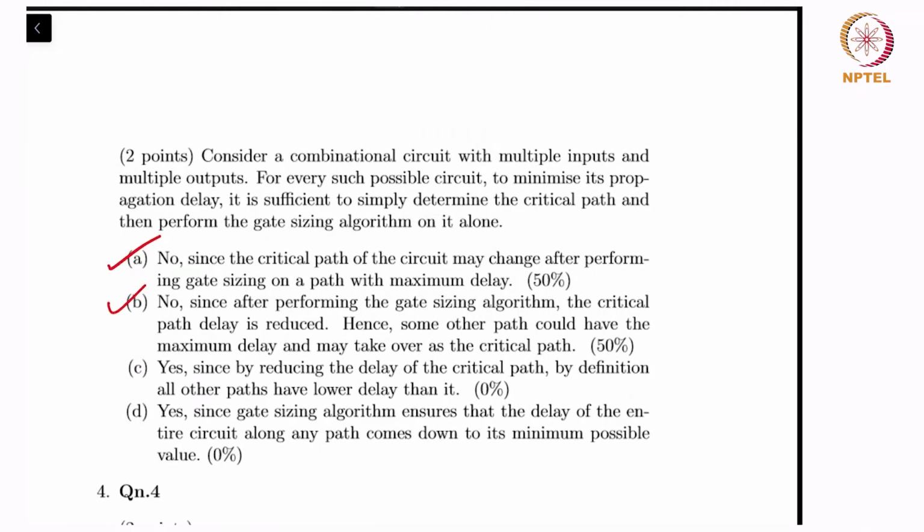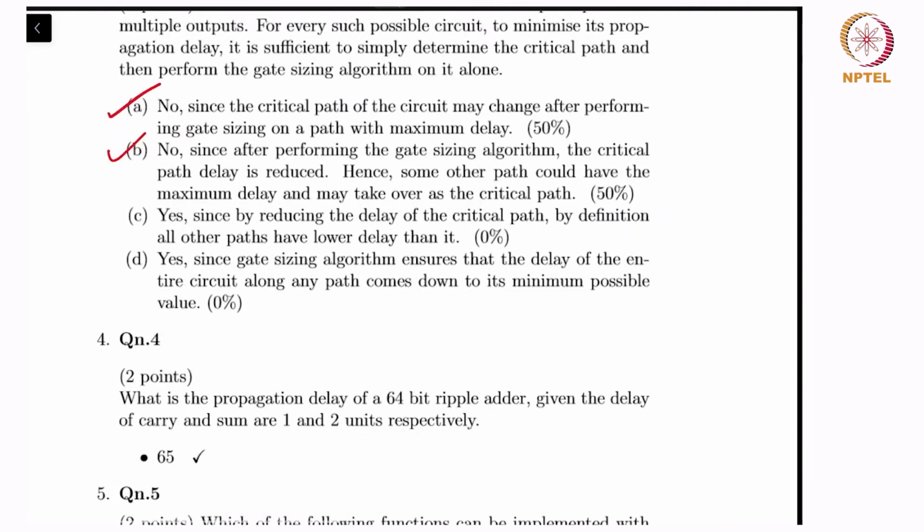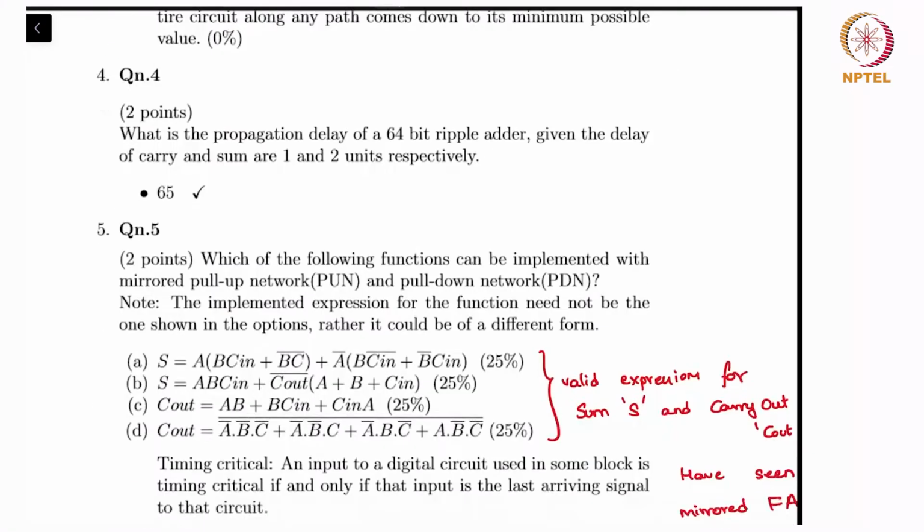And of course, this is not true. By definition, all other paths have lower delay for that sizing of the gates in that path. Once you change the circuit, that is, once you change the sizing, you'll have to find the new critical path. And then finally, the option says that the gate sizing algorithm ensures that the delay of the entire circuit along with any path comes down to the minimum possible value. As I have already explained, this doesn't work because the gate sizing algorithm is performed on a particular path, not on the entire circuit.